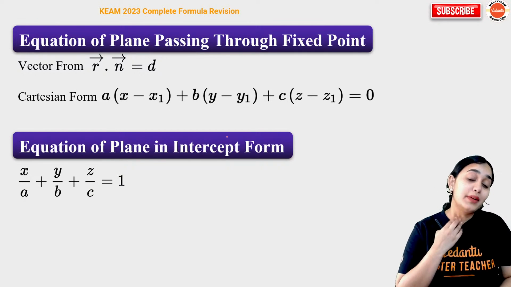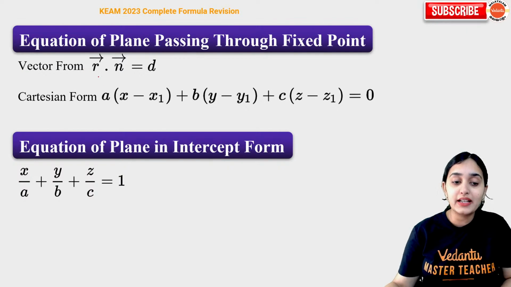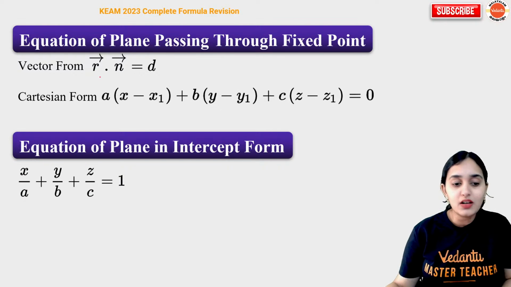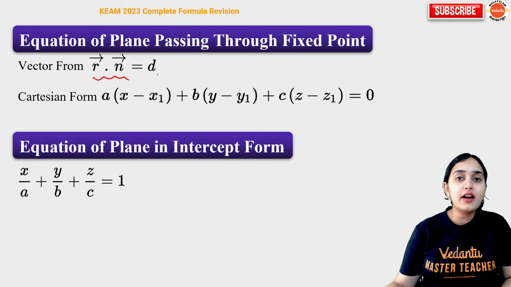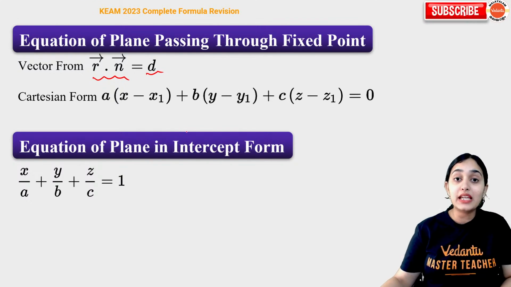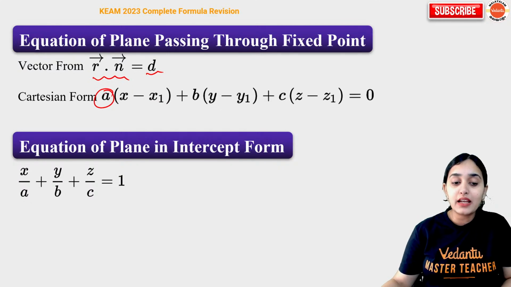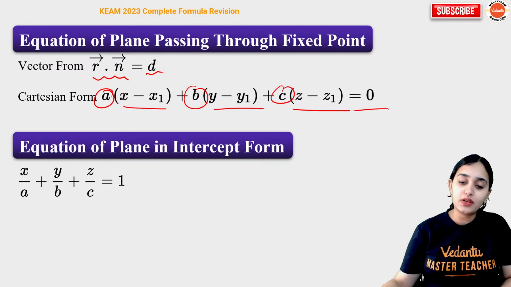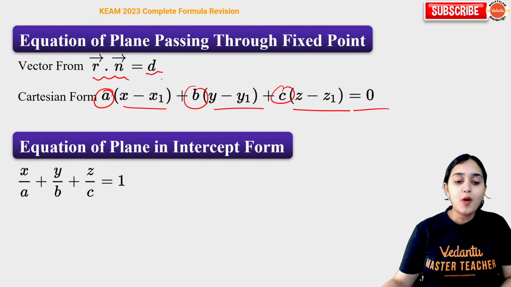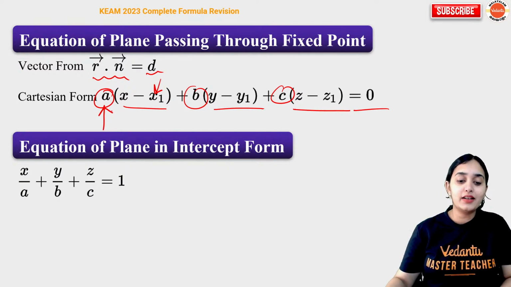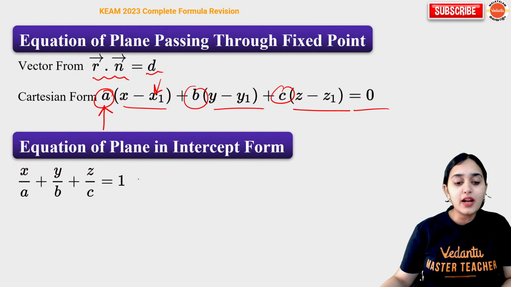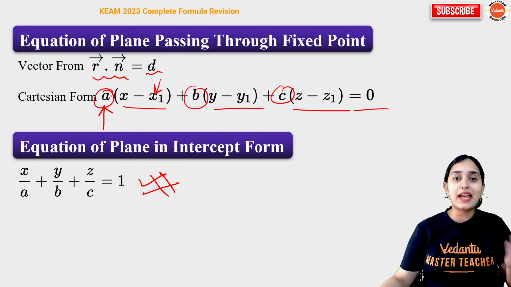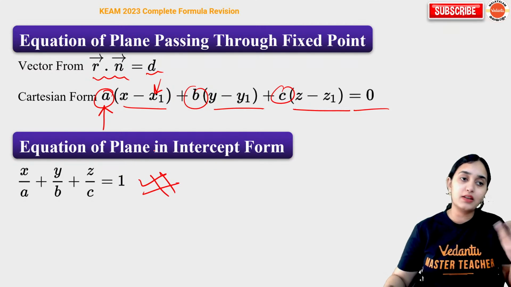Next, equation of a plane passing through a fixed point. If you want to find the equation of a plane, just do r dot parallel vector equals d, or direction ratios a into (x minus x1) plus b into (y minus y1) plus c into (z minus z1) equals 0. Here, the point is given and the parallel vector is given. Done. Intercept form is simple. It will be just x by a plus y by b plus z by c equals 1.